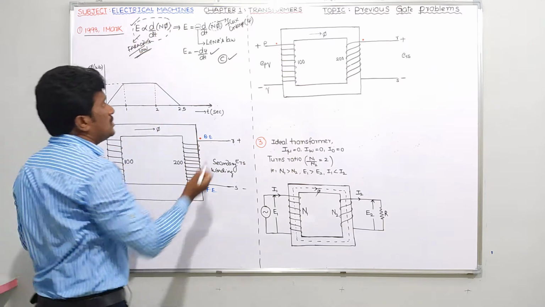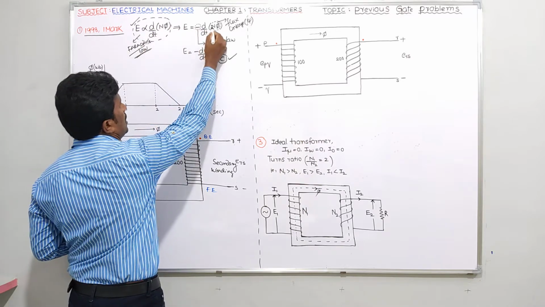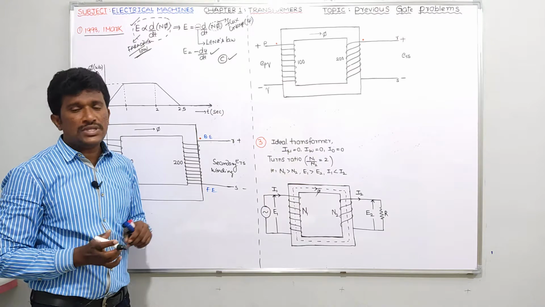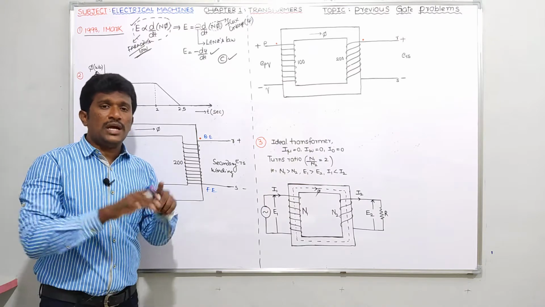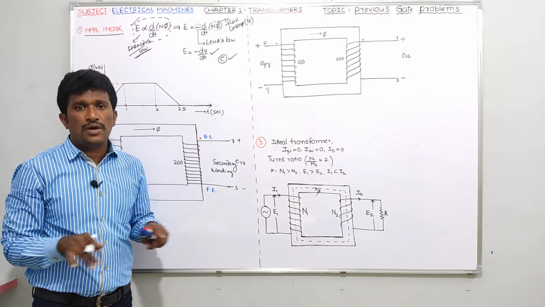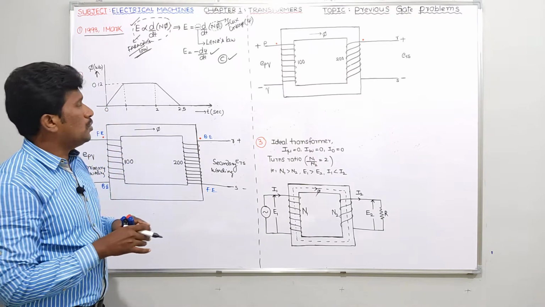And see guys, why do I write this equation like this, E equals minus d by dt of N phi? This minus is due to Lenz's law, which I already discussed. That's why I asked you to follow previous lectures. I made a separate video on Lenz's law, where I clearly told this. So please try to watch that.